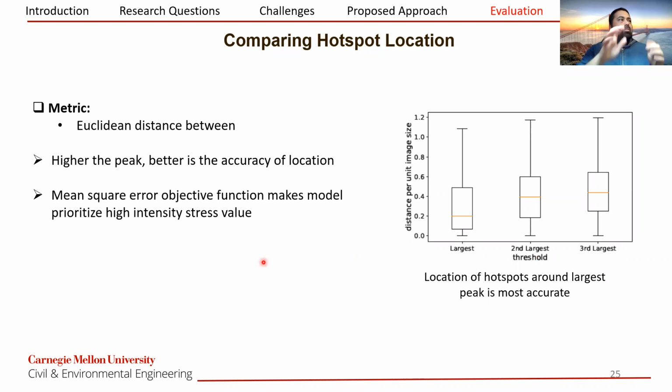This is an interesting observation, and what we feel is this is because of our objective function, where the model is actually prioritizing the high stress values as compared to low stress values, and that's why its location is much better.